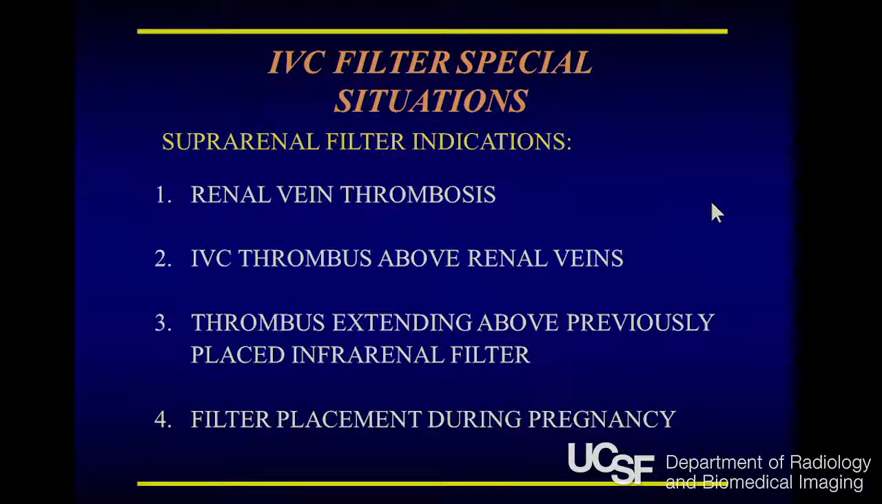As I mentioned, most filters are placed infrarenally, but in some cases you'll place a filter suprarenally. In the setting of renal vein thrombosis, if you want to prevent a renal vein embolus from embolizing to the lung, you have to place a filter above it. If IVC thrombus extends above the renal veins, you'll place a filter suprarenally. If you have an infrarenal filter in place that is thrombosed and thrombus extends above that, you can either lyse that thrombus or place a filter above it suprarenally. In a pregnant patient, to prevent the gravid uterus from compressing the filter, you may want to place it a little bit higher, and that may result in a suprarenal placement.